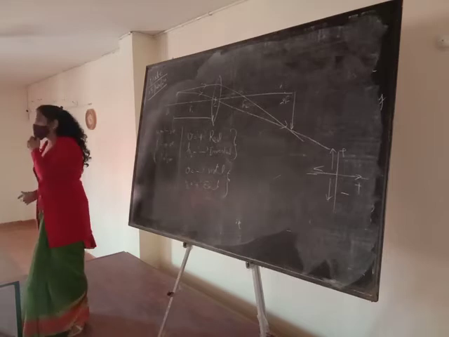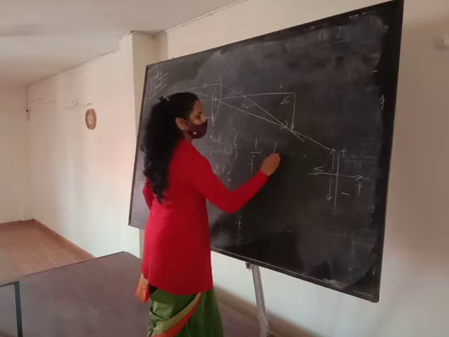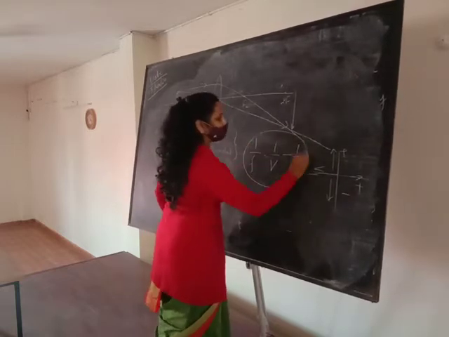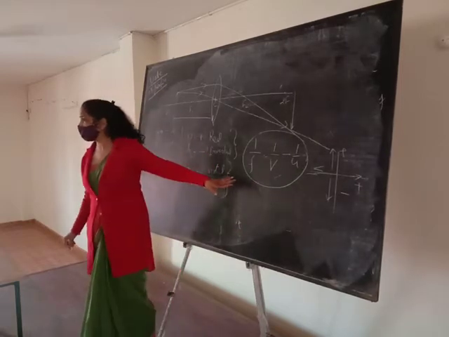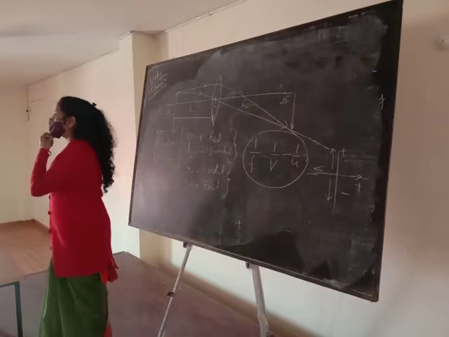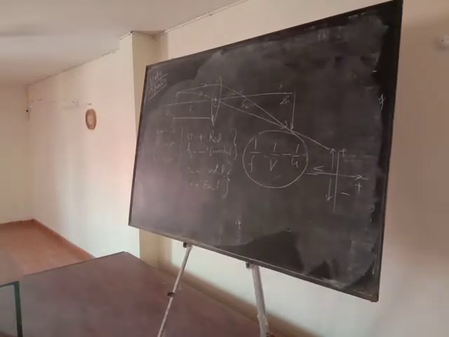Now there is a lens formula. Lens formula is 1 upon F is equal to 1 upon V minus 1 upon U. This is the lens formula. And what is about the magnification? What is the magnification? Anyone? Vedika, what is magnification? How do you define it?